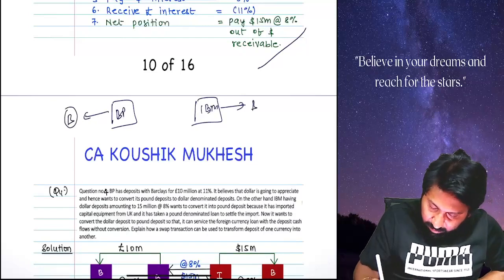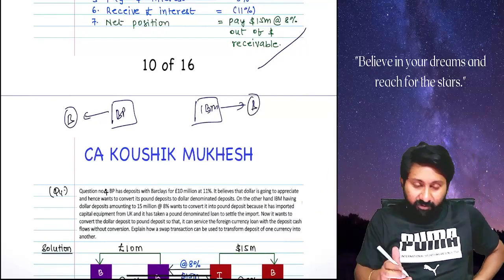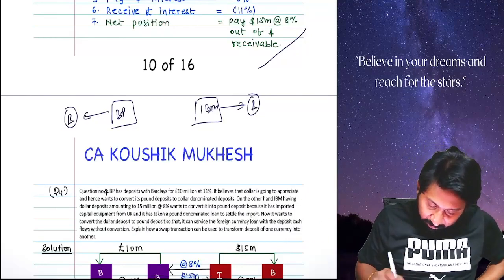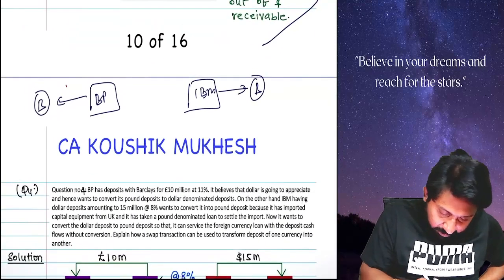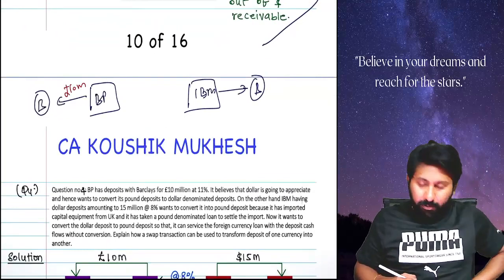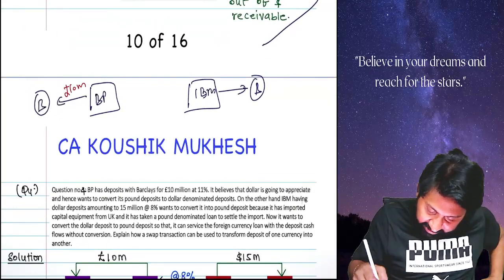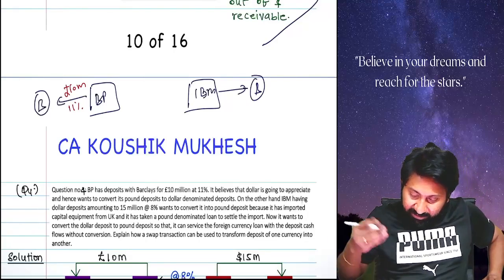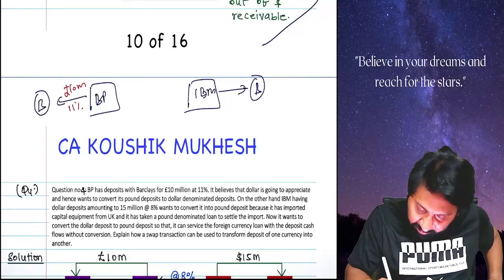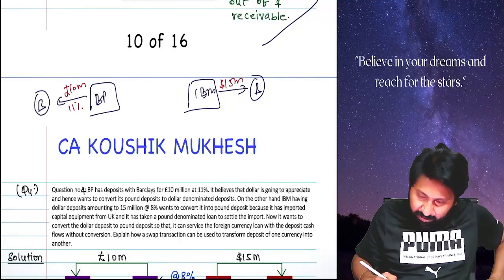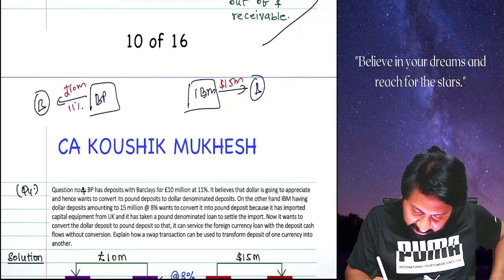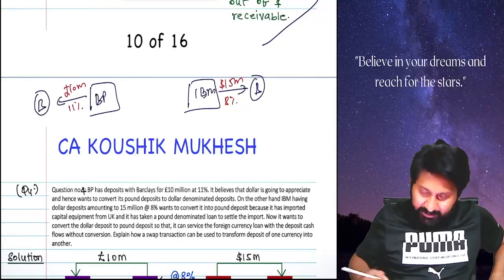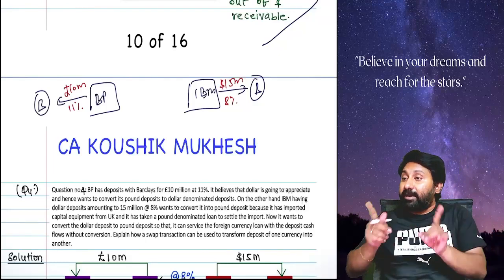Borrower. Now they are not lenders, they are borrowing from us. We gave how much deposit to the borrower? Pound 10 million. Interest rate is 11%. IBM has invested. IBM also has its deposits. How much? $15 million at an interest rate of how much? 8%. So both are receipts from us.